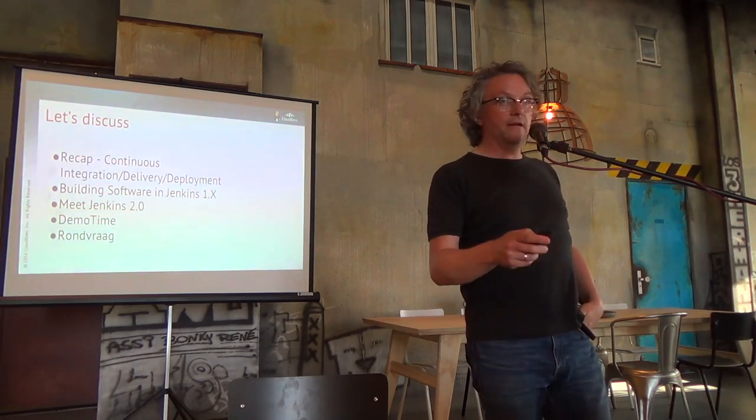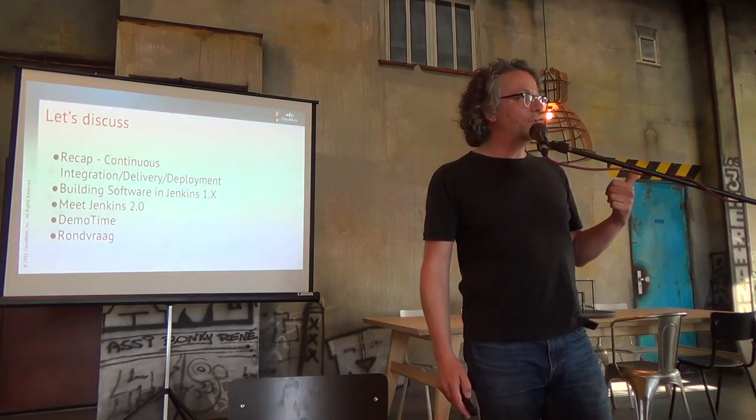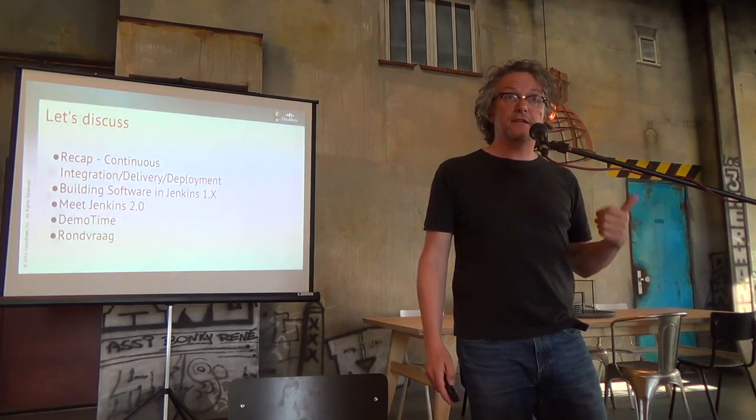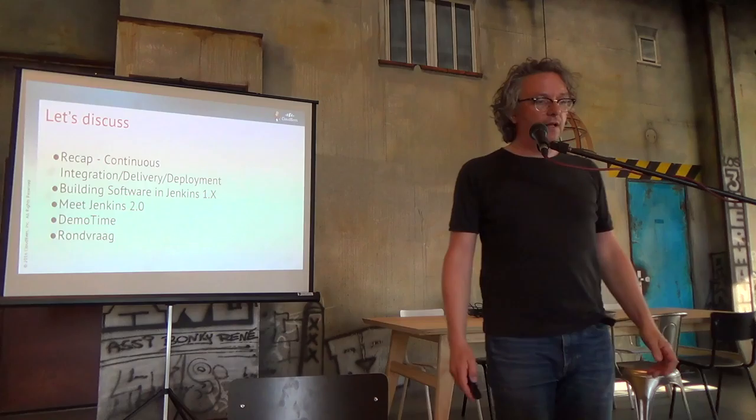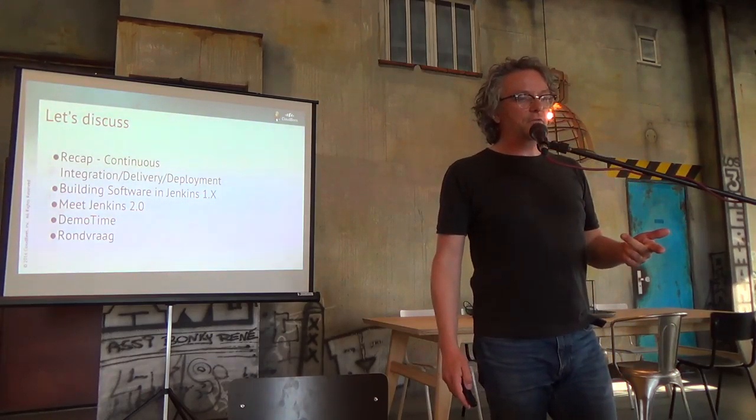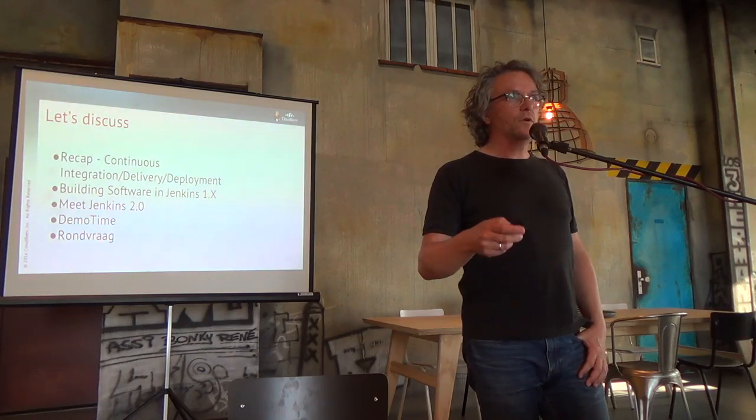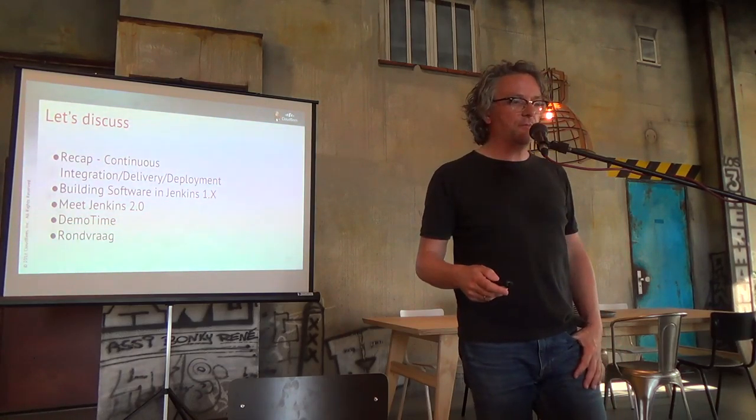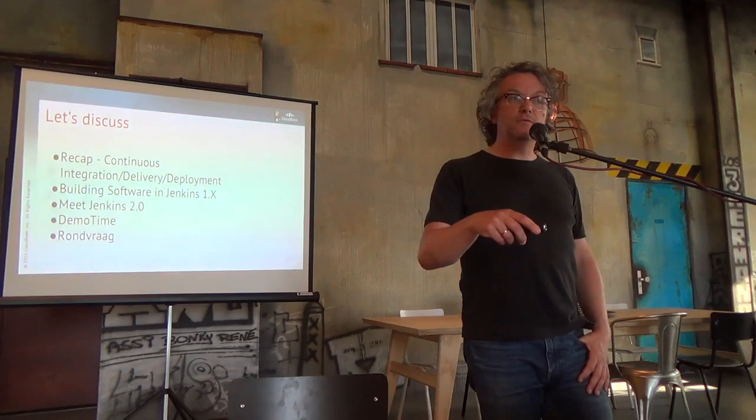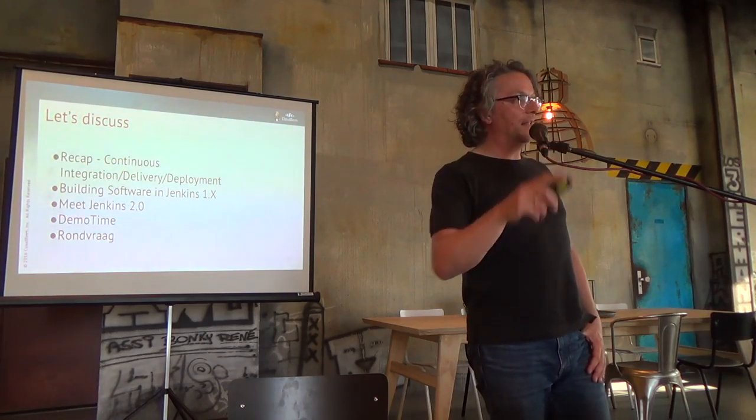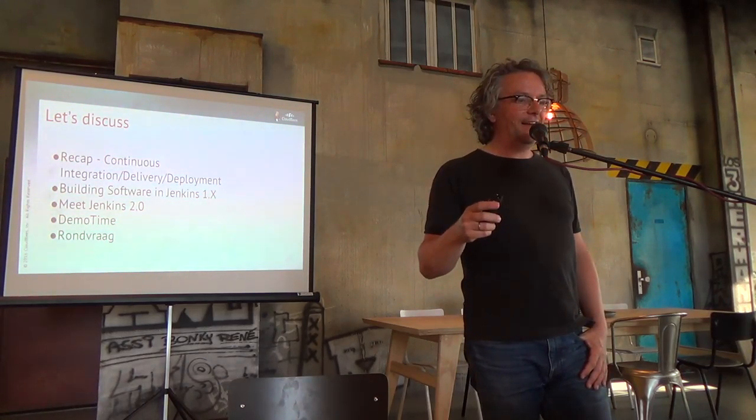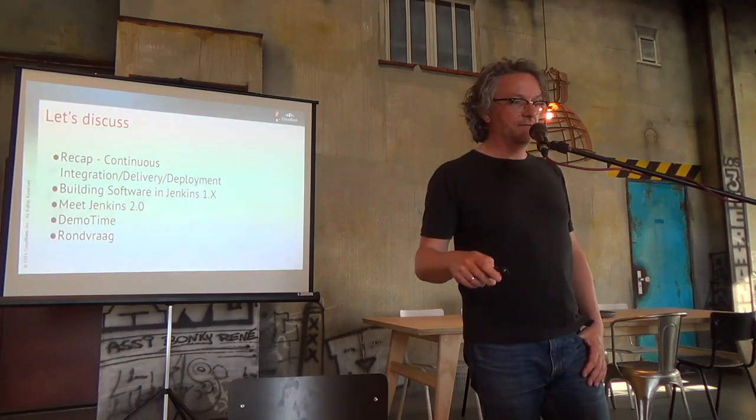So what we're going to talk about in this talk is a quick recap on what we understand by continuous integration, continuous delivery, continuous deployment. We'll see building software in Jenkins 1.0, how it used to be done. We're going to talk about Jenkins 2.0 and what's changed and what's better. Then I'm going to do a quick demo, hopefully a better one than my last presentation. And then we'll have a quick wrap-up.